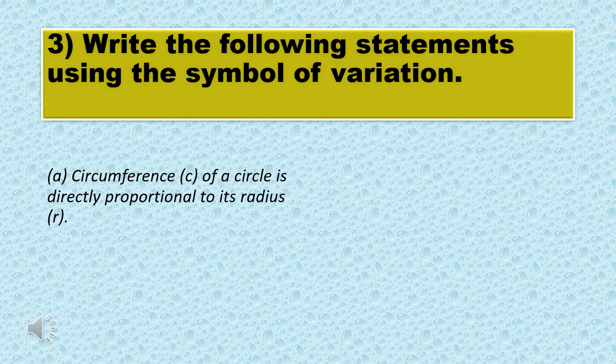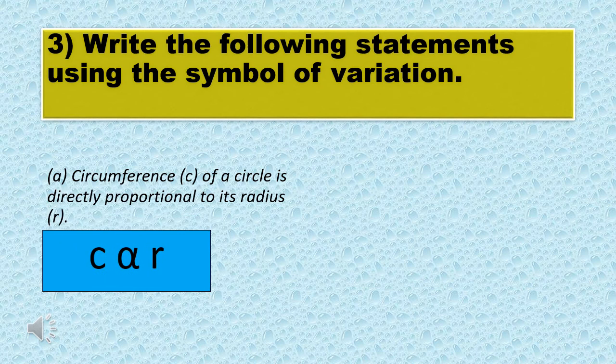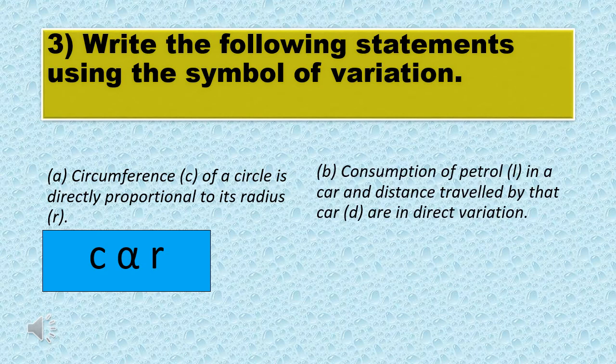Can anyone answer? Yes, the answer is C alpha r. Here we are just writing it in a symbolic form and nothing else. We don't need to solve the whole question. The second one is consumption of petrol L. L is what? Petrol, we will measure it in liters. So that is why L is given.